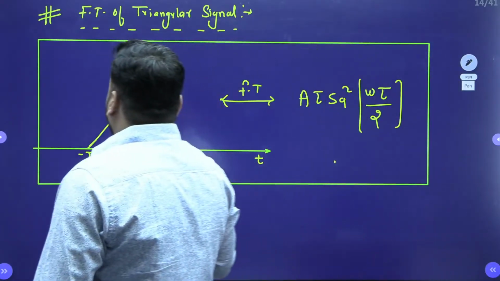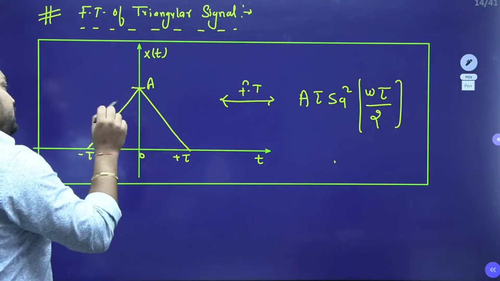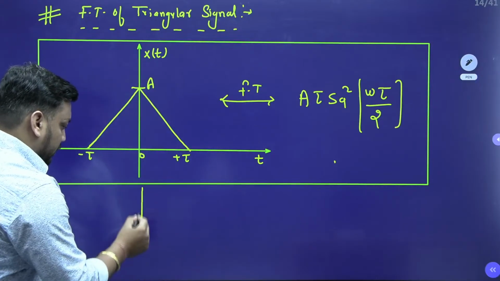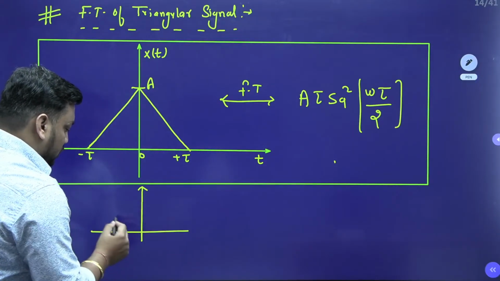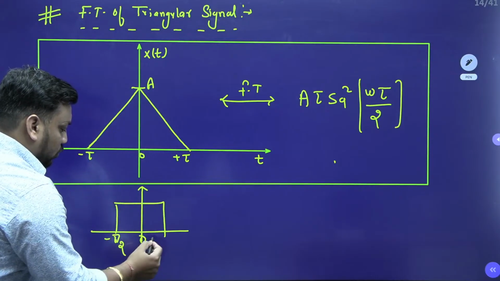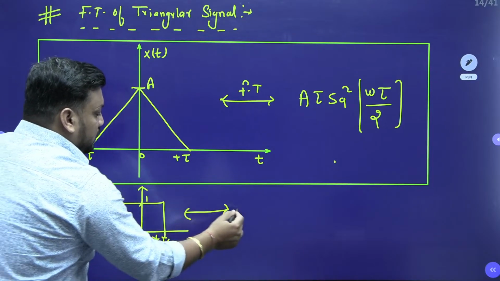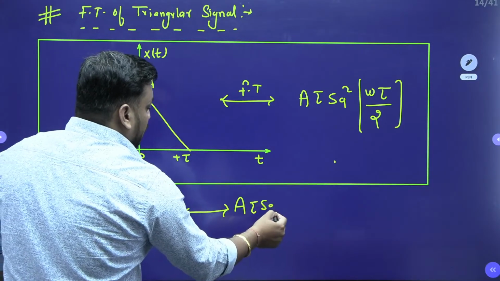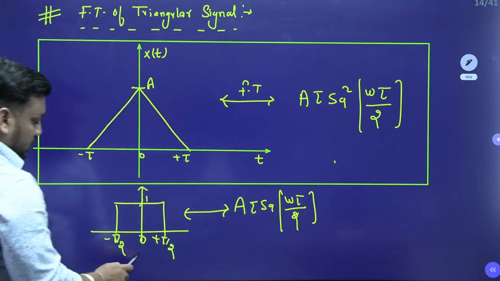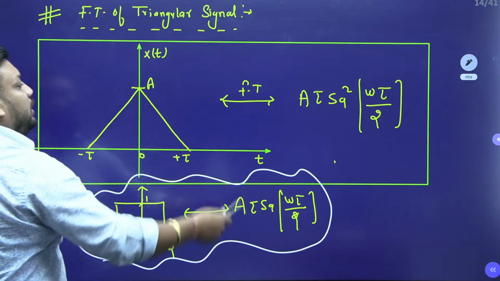So it is A tau sampling square of omega tau by 2, and this is my triangular signal and this is the sampling square signal. And if I just revise the rectangular pulse also, the rectangular pulse is from minus tau by 2 to plus tau by 2, with amplitude 1, and its Fourier transform is nothing but A tau sampling of omega tau by 2. So this is the Fourier transform of the rectangular pulse, and this is the Fourier transform of the triangular pulse.